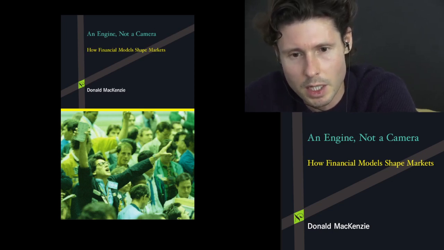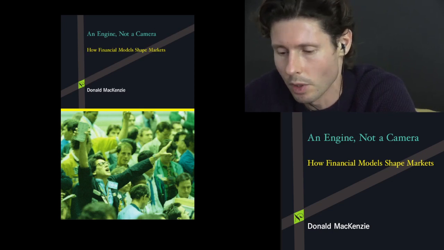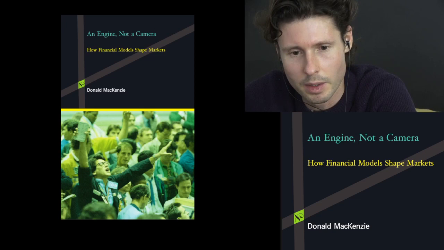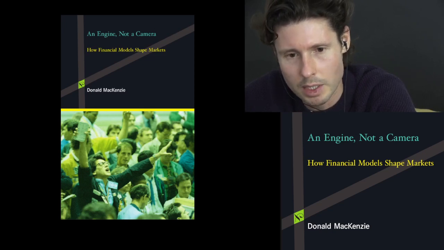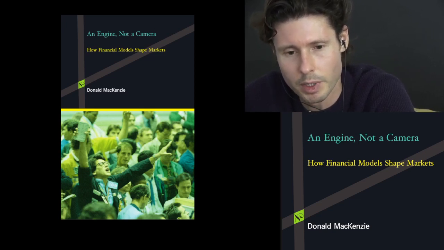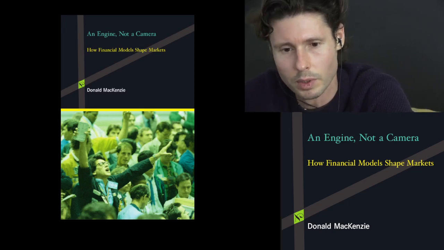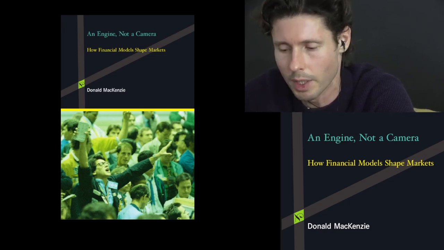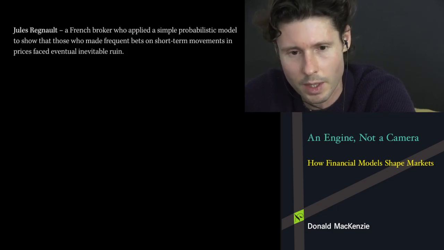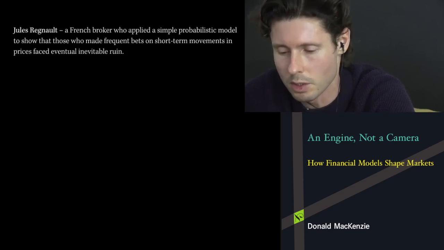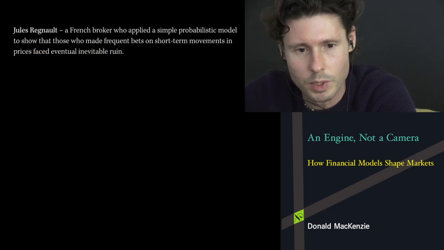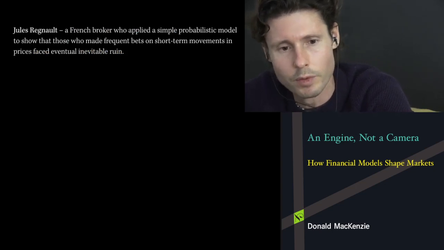Donald Mackenzie's An Engine, Not a Camera: How Financial Models Shape Markets. This is not a math book by any means, but it does talk about the models, but moreover it talks about figures and people who developed these models from the 18th century to now. There are a number of characters that appear in the book, which is what makes it interesting. One of them is Jules Regnault.